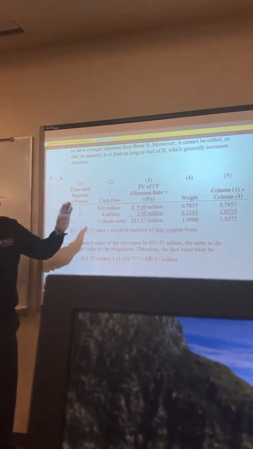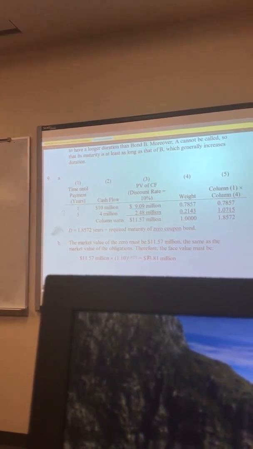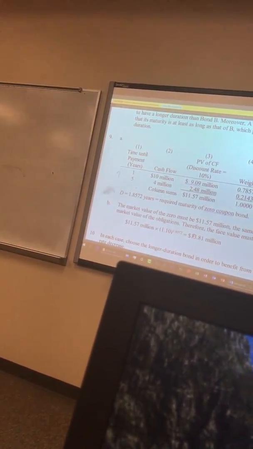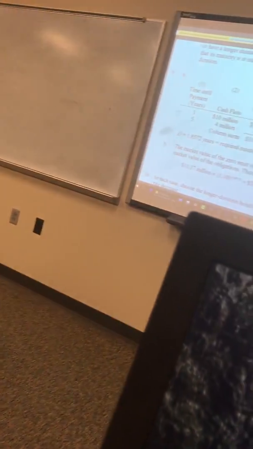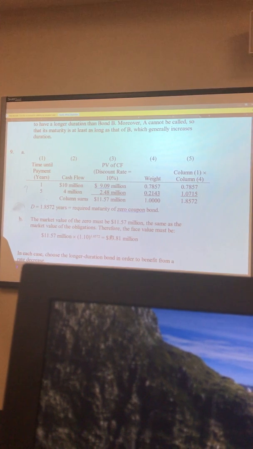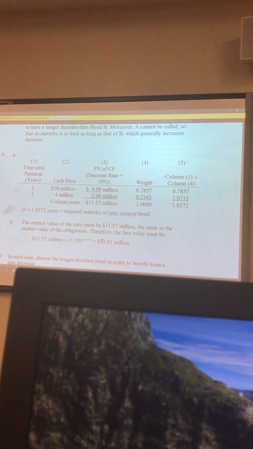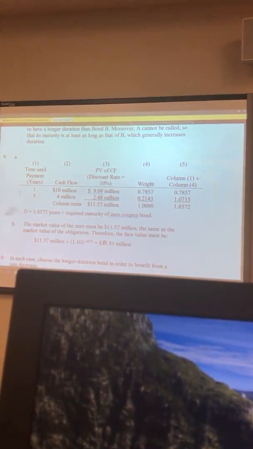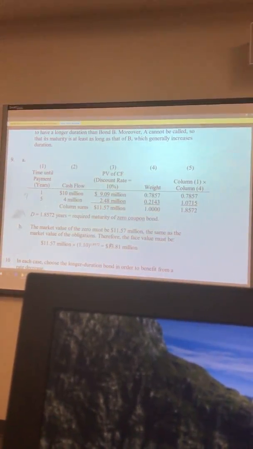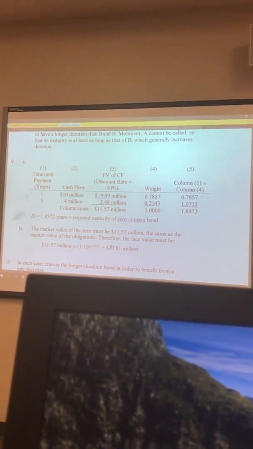Now, when you calculate this, this is not a bond. This is something you have to pay. It's a liability. It's an obligation. The present value of that obligation is $11.57 million. How much does an insurance company have to set aside to pay $10 million next year and $4 million in 5 years?